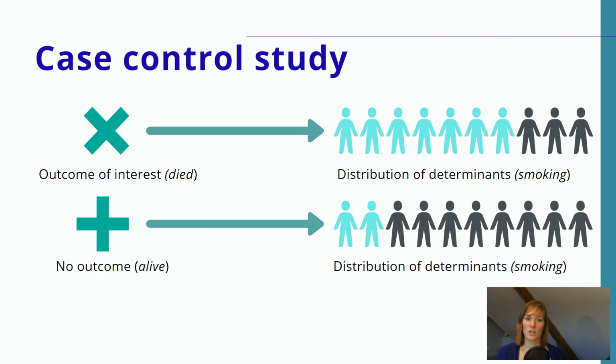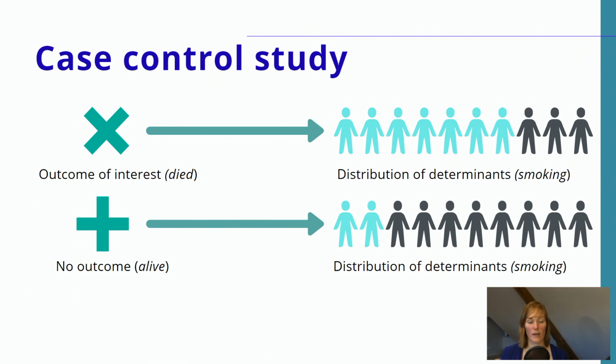So in situations where the outcome that you're studying is very rare, it's also possible to perform a case control study. And this actually starts with the outcome of interest. So this means that you include a group of patients who have the outcomes that you want to study. So let's say that they died. And then you take a random group of people who did not die. And then you go back and look at the distribution of the determinant that you want to study.